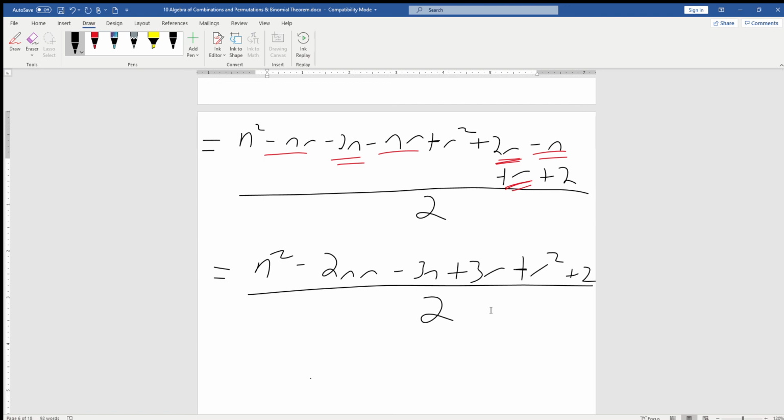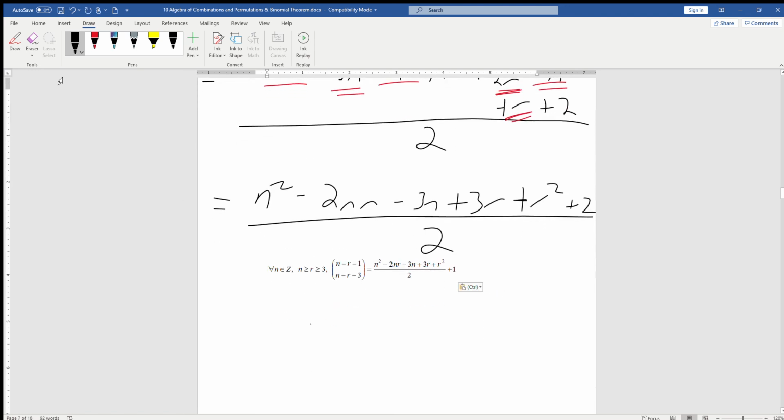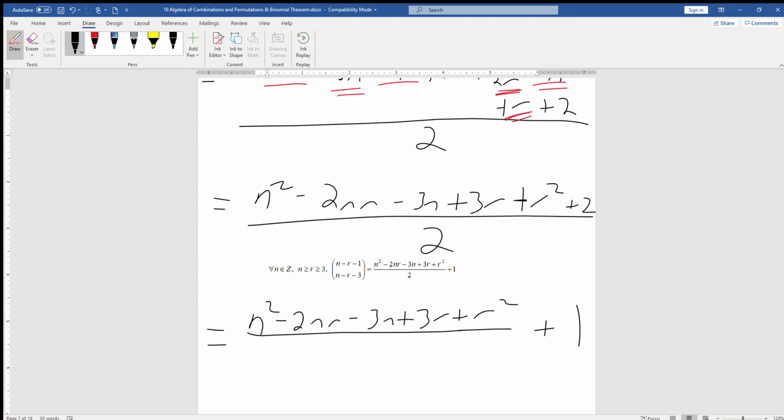We're looking to see if we get this. All right, so that's what we're hoping to get. And notice that we have all of the terms. We have an n squared, a minus 2nr, a negative 3n, a positive 3r, and then a plus r squared. This 2 and this 2 are going to become a 1 when we break it off. So finally, we can say that we have n squared minus 2nr minus 3n plus 3r plus r squared plus 2 over 2, which becomes 1, all divided by 2. And that's exactly what we were looking for.